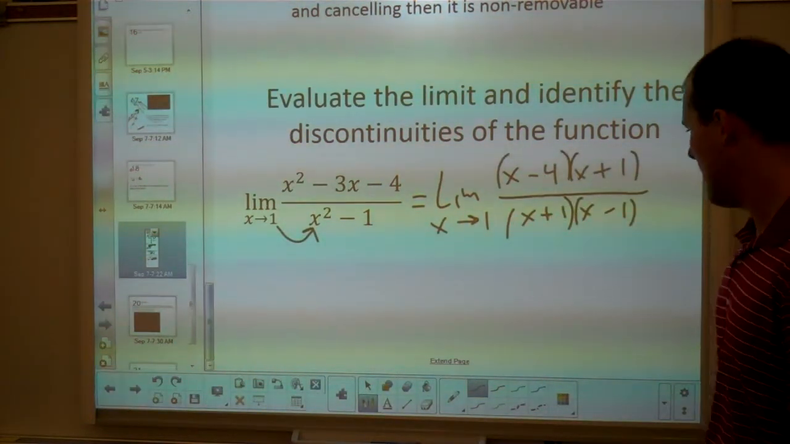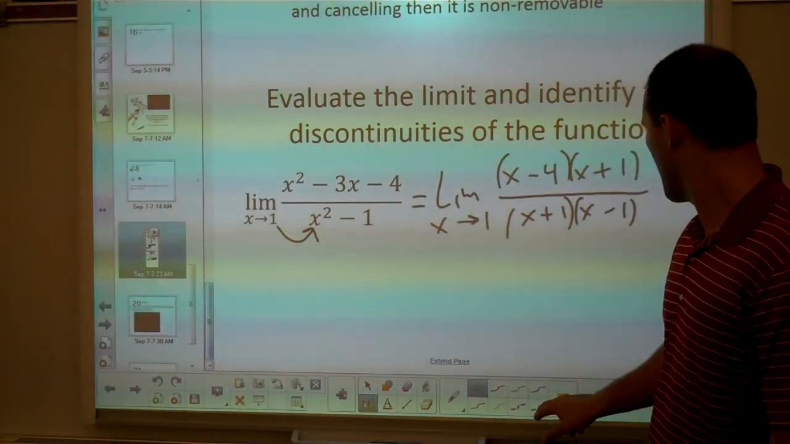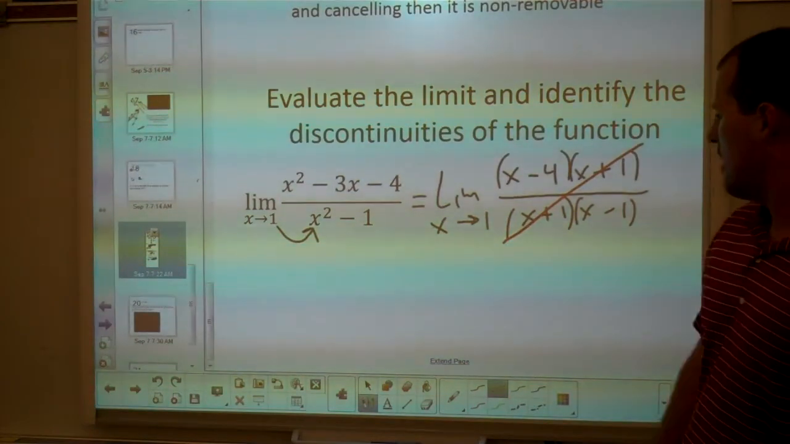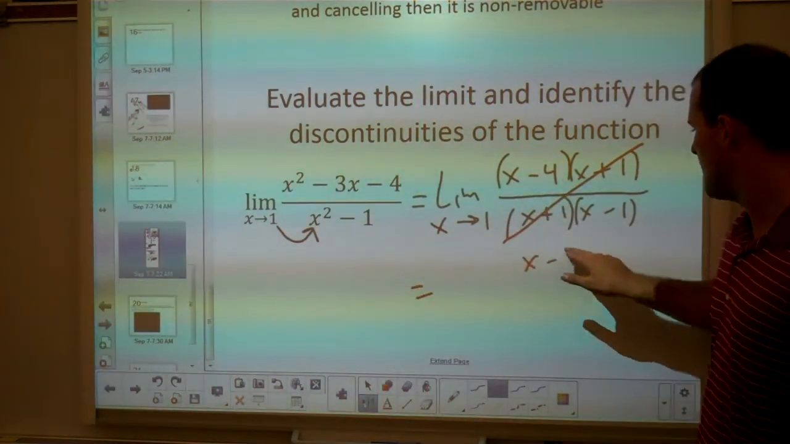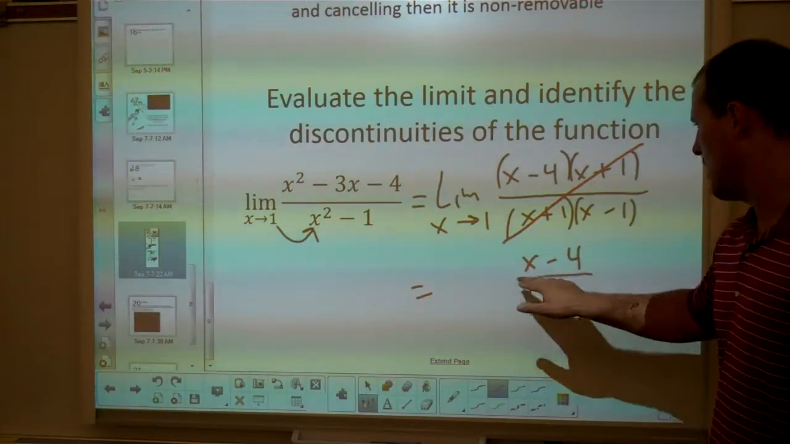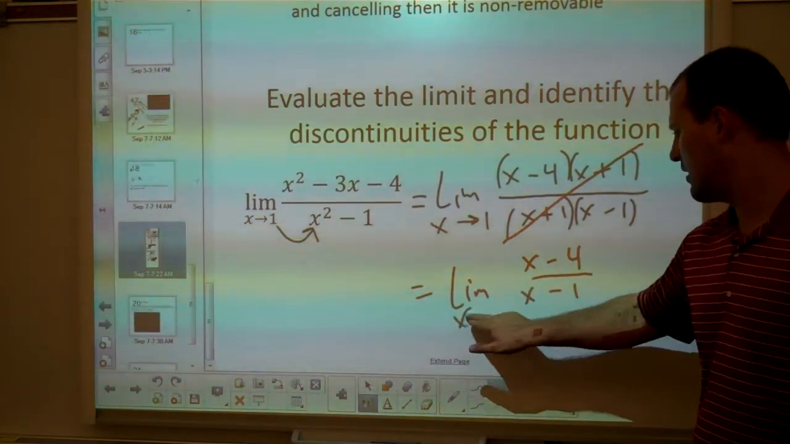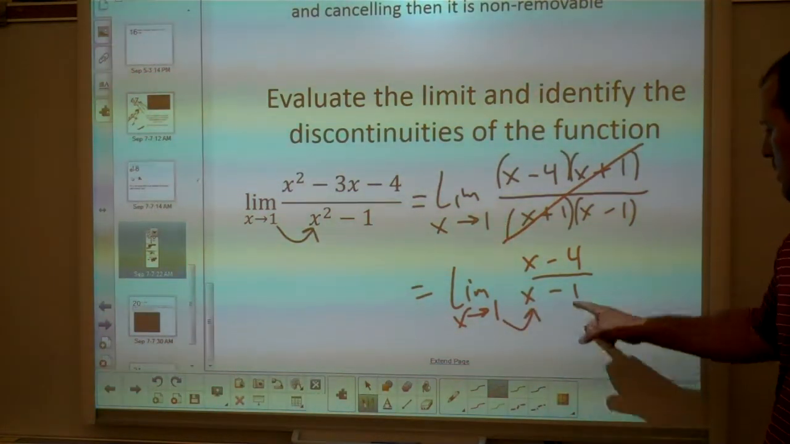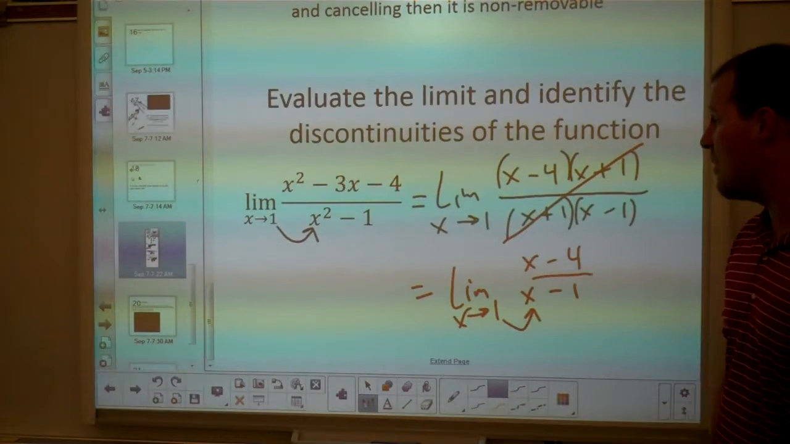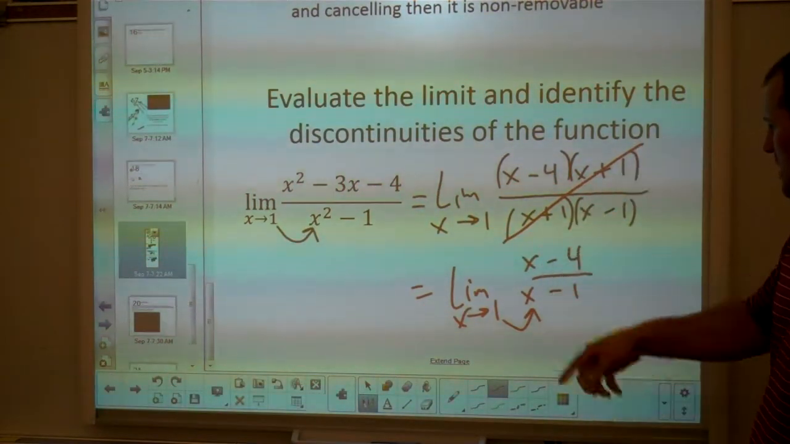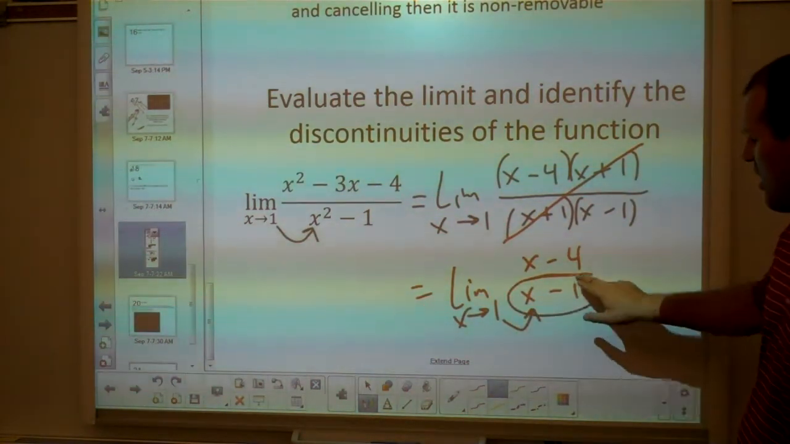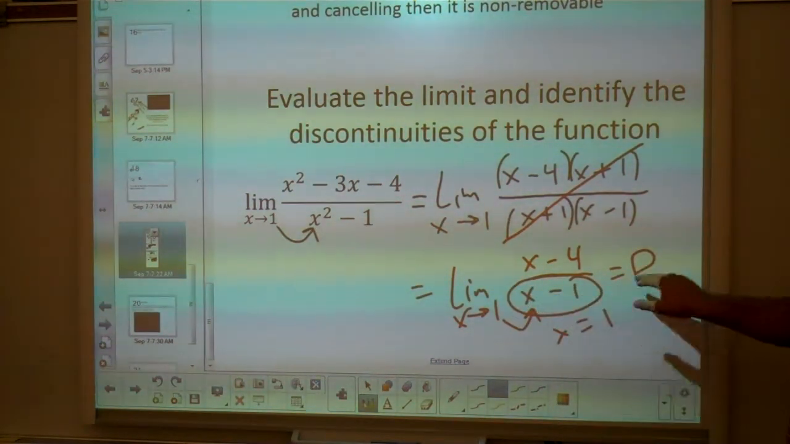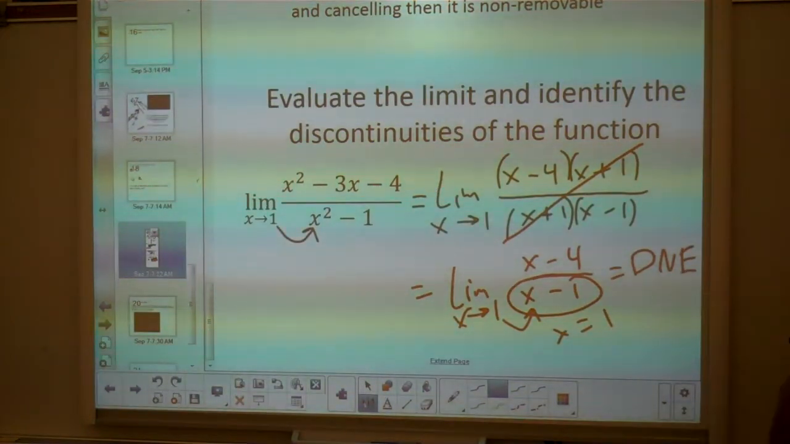We'll cancel out what we can. And it looks like we have x minus 4 over x minus 1, limit as x approaches 1. And so now we try again. Plug in a 1. Uh-oh, that creates a 0. So what does that mean? I mean, we had a removable discontinuity there. We have a non-removable discontinuity at x equals 1. So that means our limit for x equals 1 does not exist.